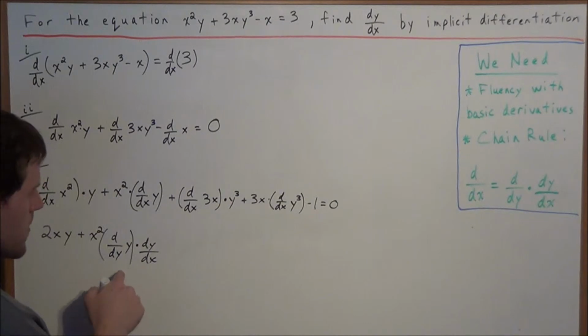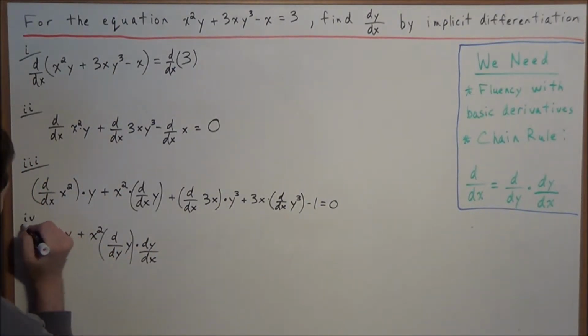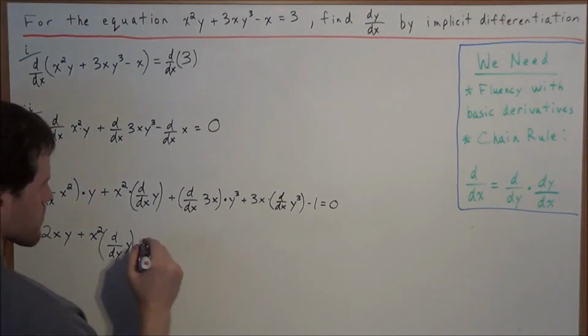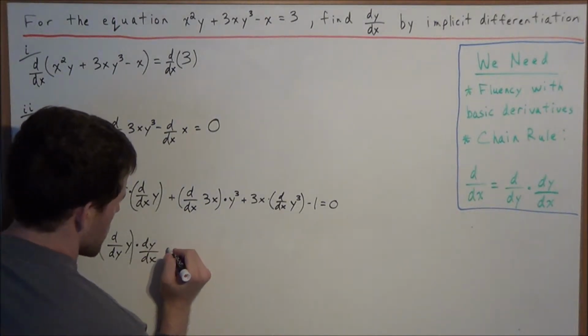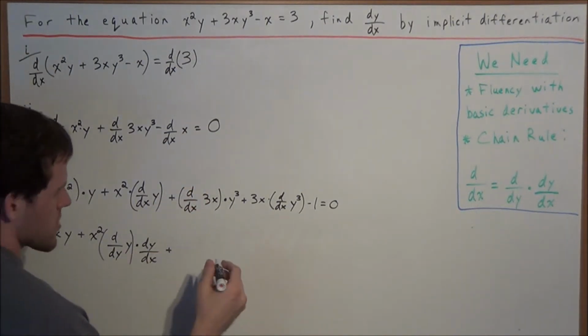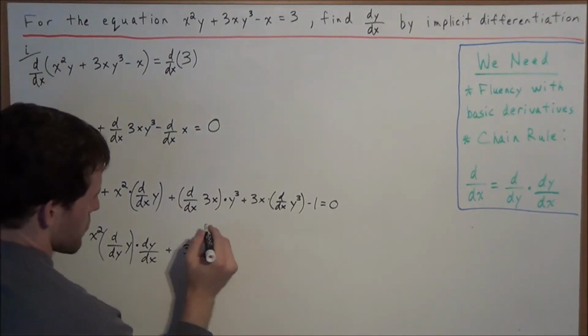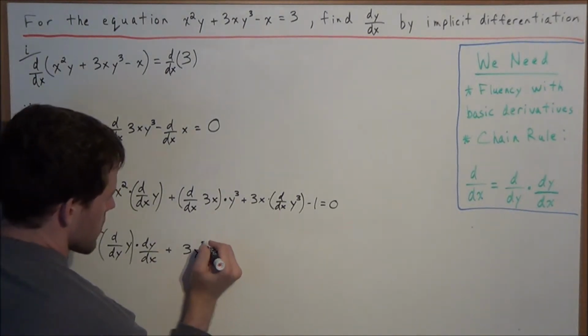d/dy of y. So we're going to simplify that by the next line. And once again, this is line 4 now. So we're doing something similar later down the line for this problem. But we have d/dx of 3x. That's simply 3. The derivative of 3x is 3. So 3 times y cubed.